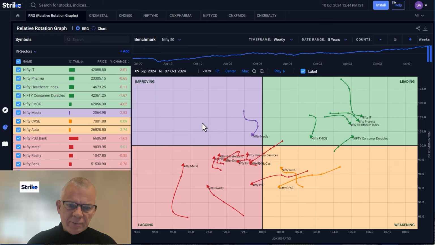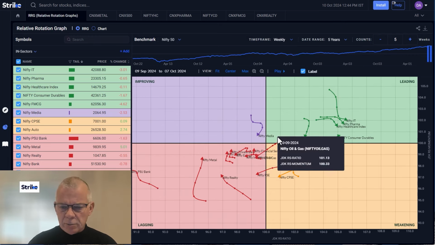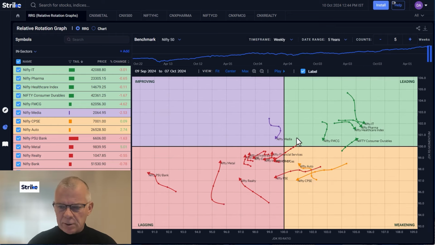Let's start with a look at the relative rotation graph for Indian sectors. I have loaded up the weekly RRG because we do this once every 2 weeks, so weekly seems to be a good time frame to work with. If you look at the spread of all the sectors, you can see that it is pretty evenly spread out. At the end of the day, all these vectors from these endpoints measured back to the benchmark should resolve into zero because it's a closed universe, which means that all the sectors are in the benchmark.